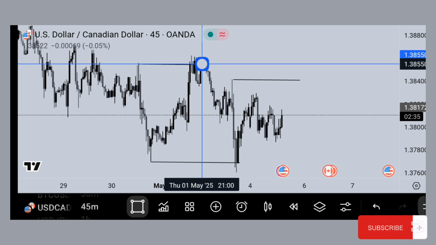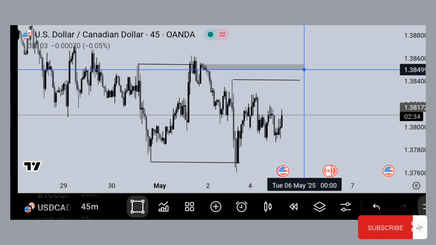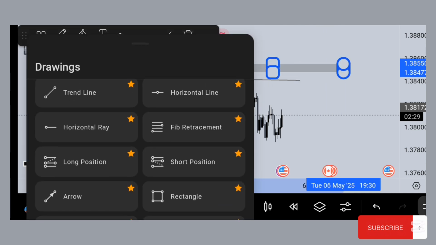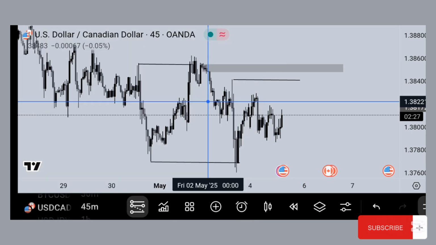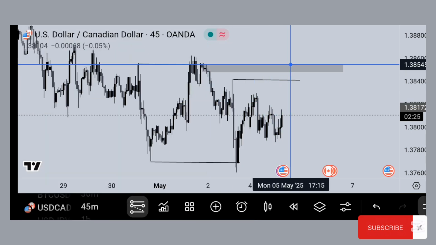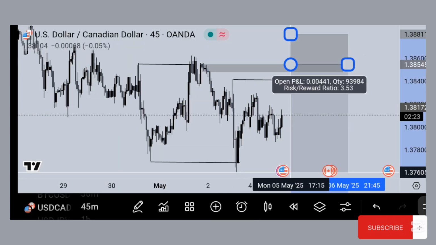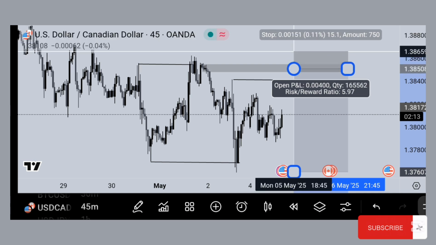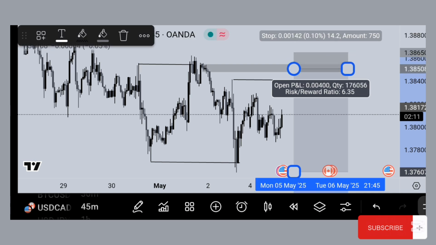Supply zone. I will mark everything here. That's where I'll be selling it off. Guys, I'll give you a trade recap afterwards of whatever happens. If we hit TP, we hit TP. If it's an SL, I'll share everything with you guys. I'll be taking a sell from the 50%.